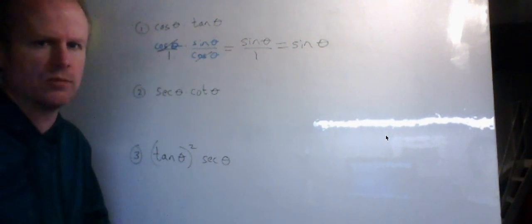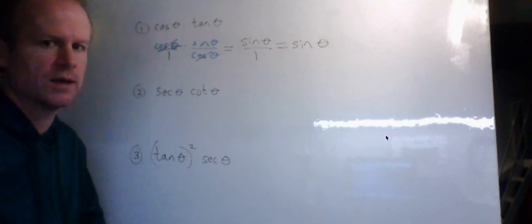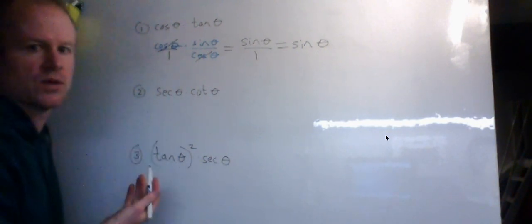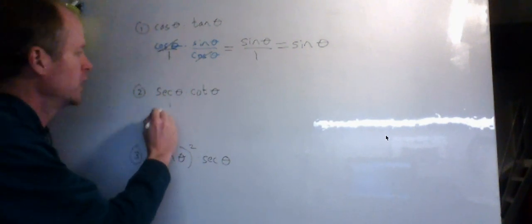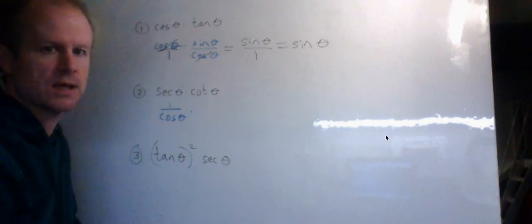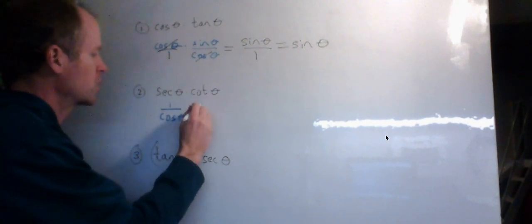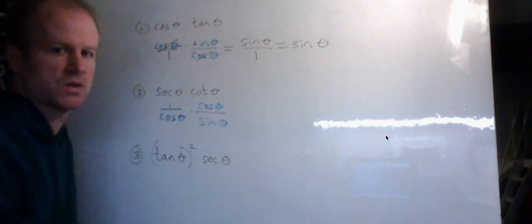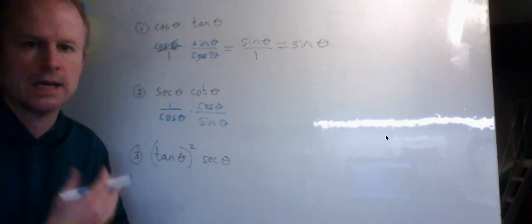That second problem, we have secant of theta times cotan of theta. So again, when in doubt, sines and cosines. I'm going to change secant to 1 over cosine of theta, and I'm going to change cotan of theta to cosine of theta over sine of theta. So I'm trying to be strategic, all sines and cosines.